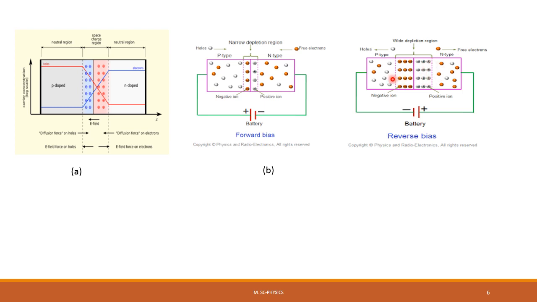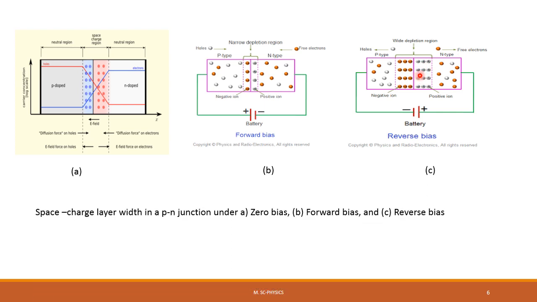Therefore both are in thermal equilibrium condition and equally doped. Therefore there are no minority carriers, both are majority carriers. That's why the width of this region gradually increases. Therefore, the space charge layer width in a p-n junction is called zero bias, forward bias, and reverse bias.